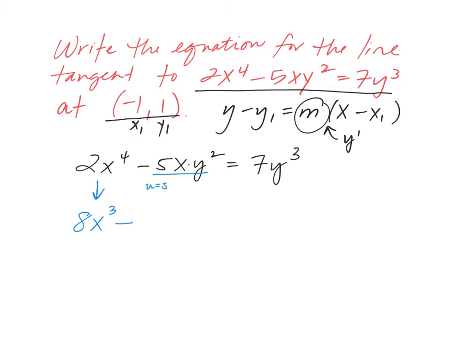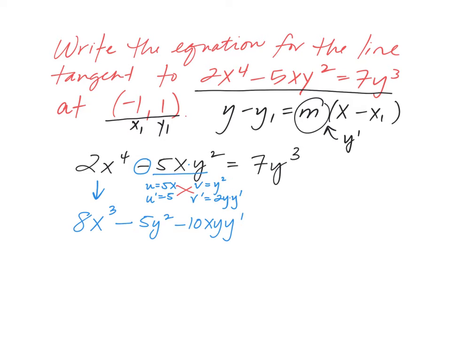My u will be 5x, and my v will be y squared. The derivative of u will be 5, and the derivative of v will be 2y, bringing the power down and going to 1 less power. But since it's a function that we don't know, we need to multiply by the derivative of the inside, which is y prime. Now putting those back together, I will do 5 times y squared. And notice that since this was subtracting, I'm going to subtract both of these derivatives. So then I'll subtract 10xy, y prime.